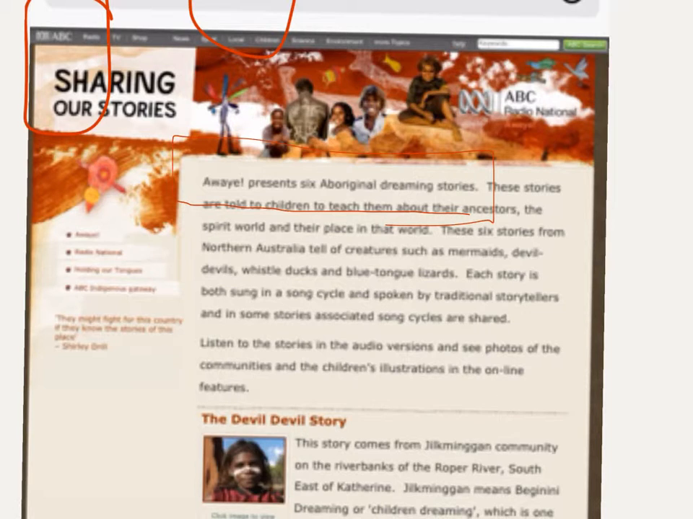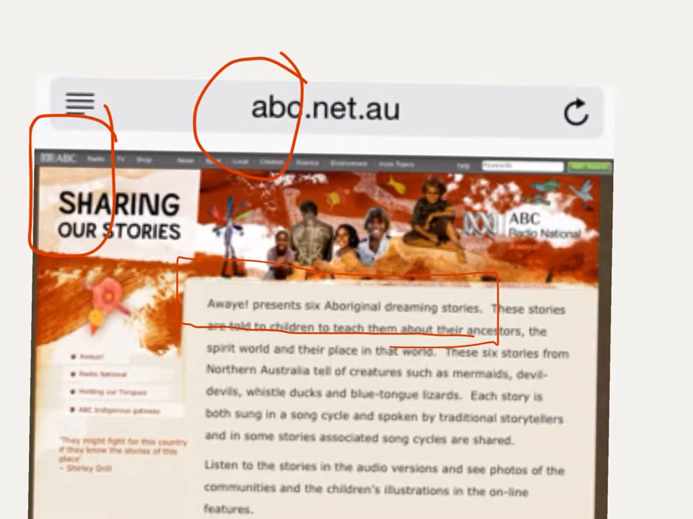So these stories are told to children to teach them about their ancestors, the spirit world and their place in the world. So we can see that this is an educational website, which is good because we need this website for school. What's the website's address? Well, if I look here, abc.net.au. Now, I know I said .net might not be reliable, but we've got a lot of evidence to say that this website is probably reliable, so we're not going to worry about the .net in this case.